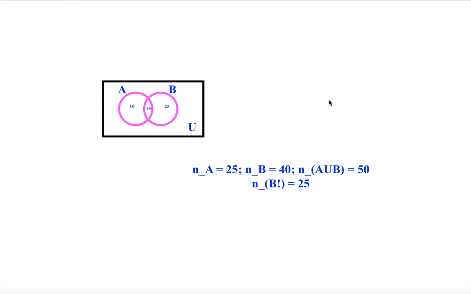Now n of B dash is 25. So there is a set B dash. n of B dash means whichever is not part of B. That means it includes also this 10. So 25 minus 10 is how much? 25 minus 10 is 15.